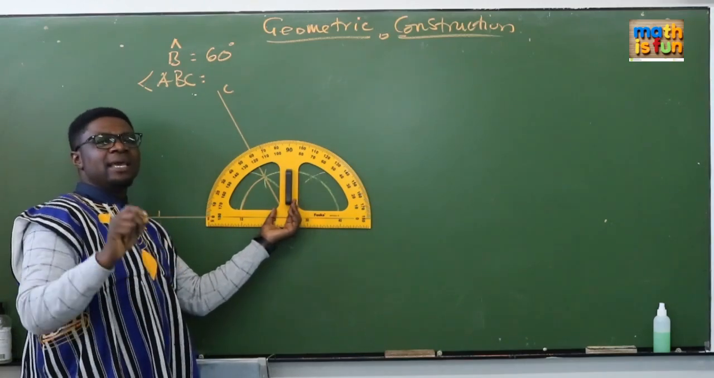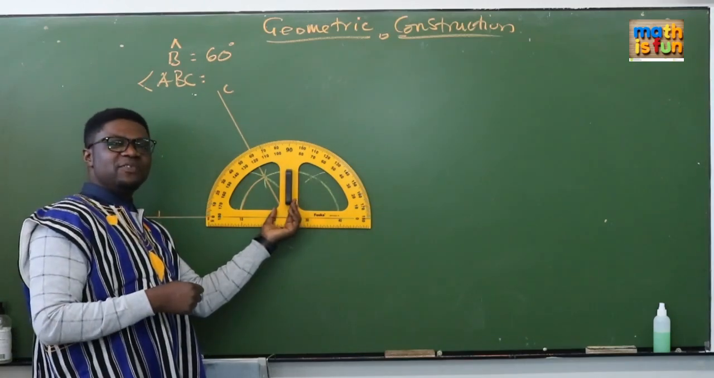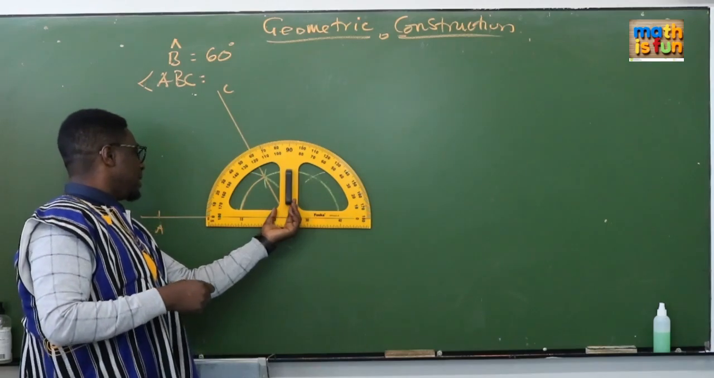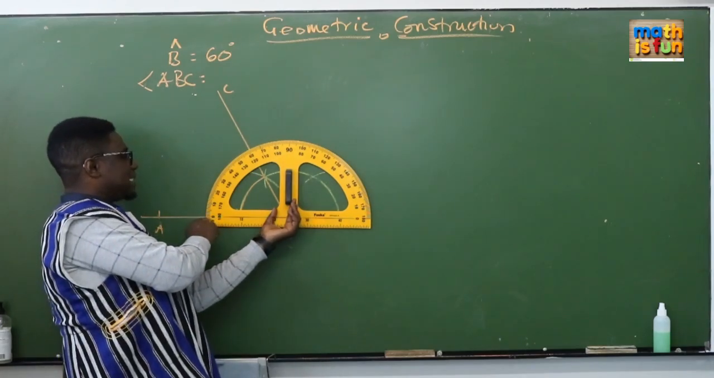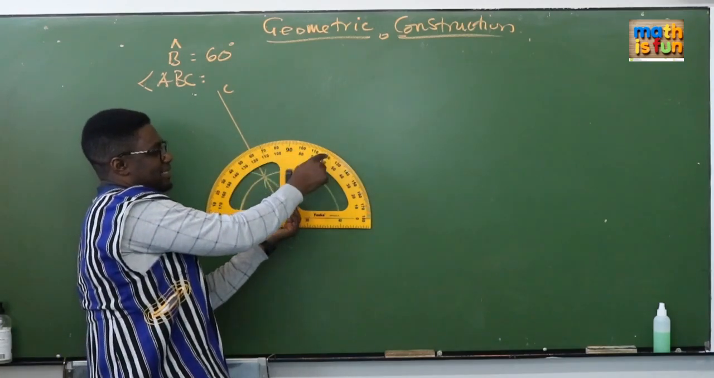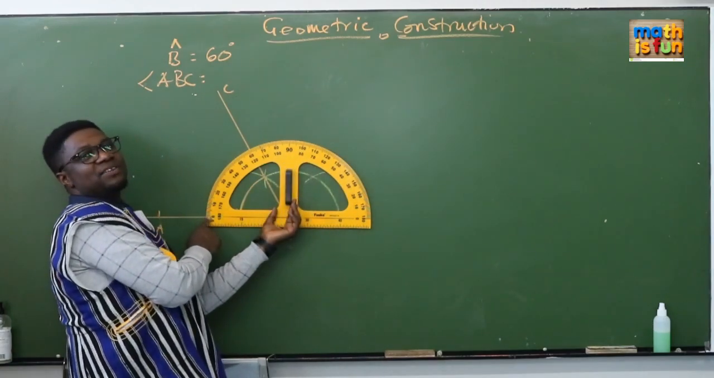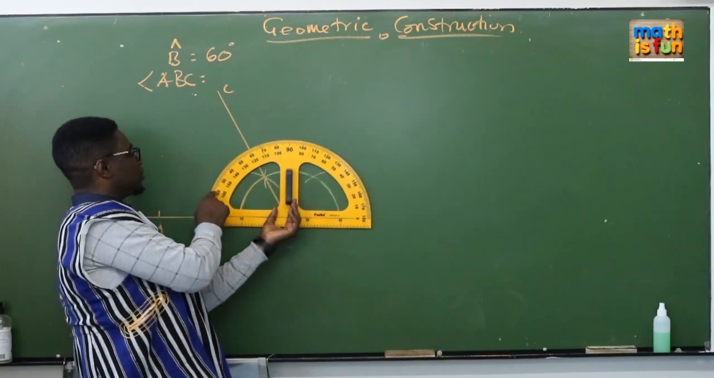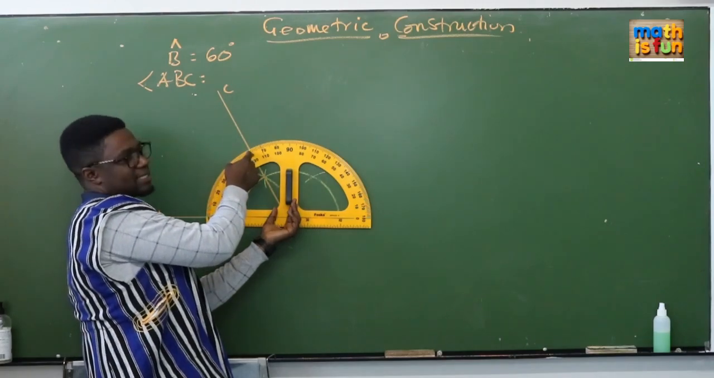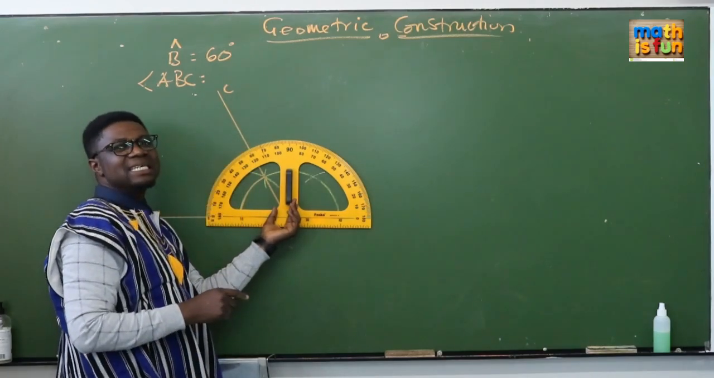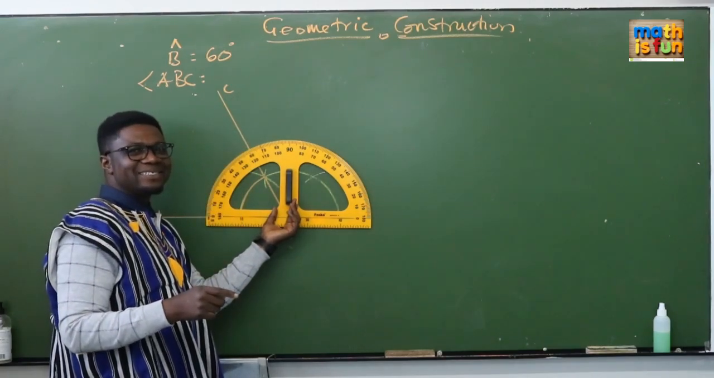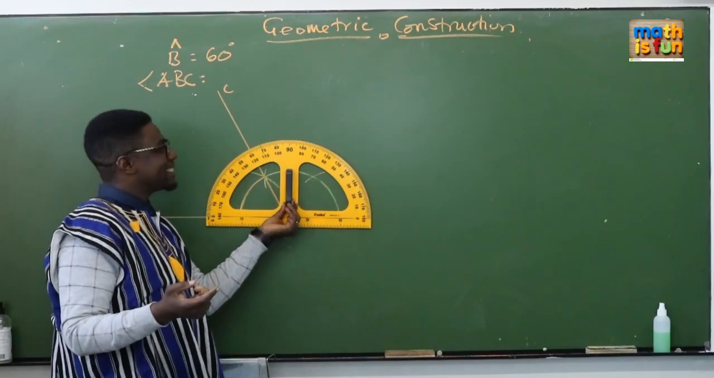The reading is also done. I've done a video on that. You can also check. The reading, I start from the 0. I do the outer reading. I cannot do the inner reading because now I am reading from here. So 0, 10, 20, 30, 40, 50, 60. I've got my 60-degree angle without any stress.